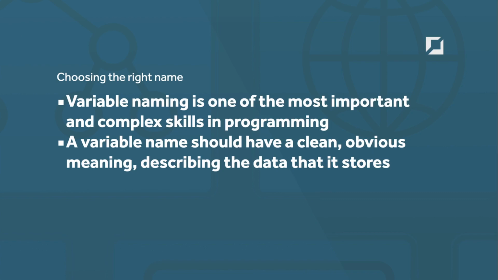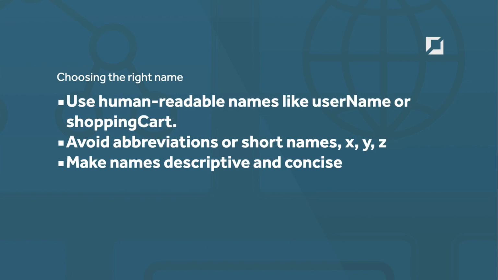So at this point, just try and make a variable name that has a clean and obvious meaning. If you are storing the age of someone, call that age or person age. Try and make it something descriptive that really describes the data that's being stored. To further embellish on choosing the right name, try and think about utilizing human readable names like username or shopping cart. Again, try and make it descriptive and easily understandable by anyone who should be reading your code. Where possible, try and avoid abbreviations or short names, X, Y, and Z. And like I keep saying, make names descriptive and concise.